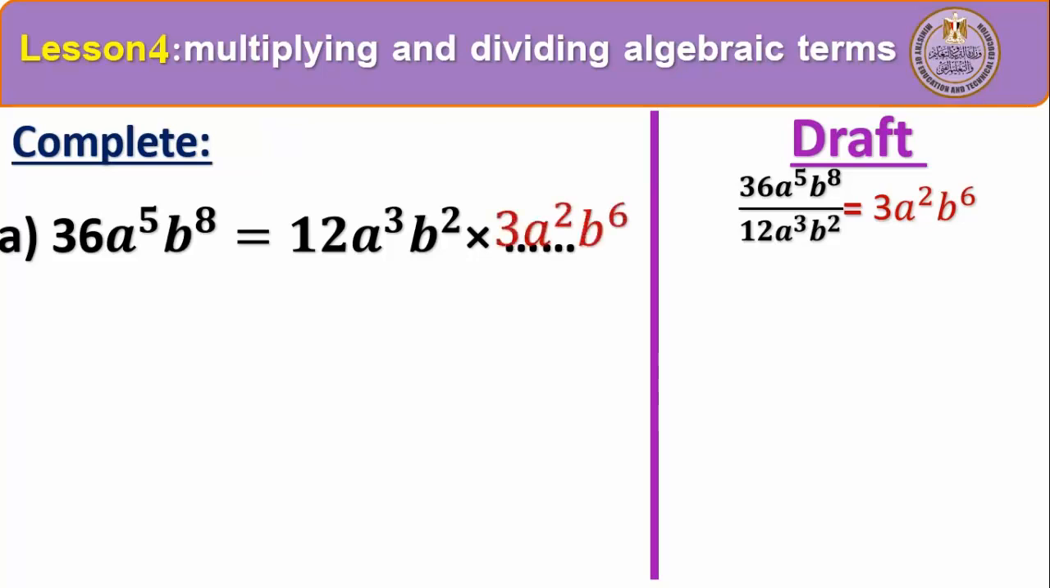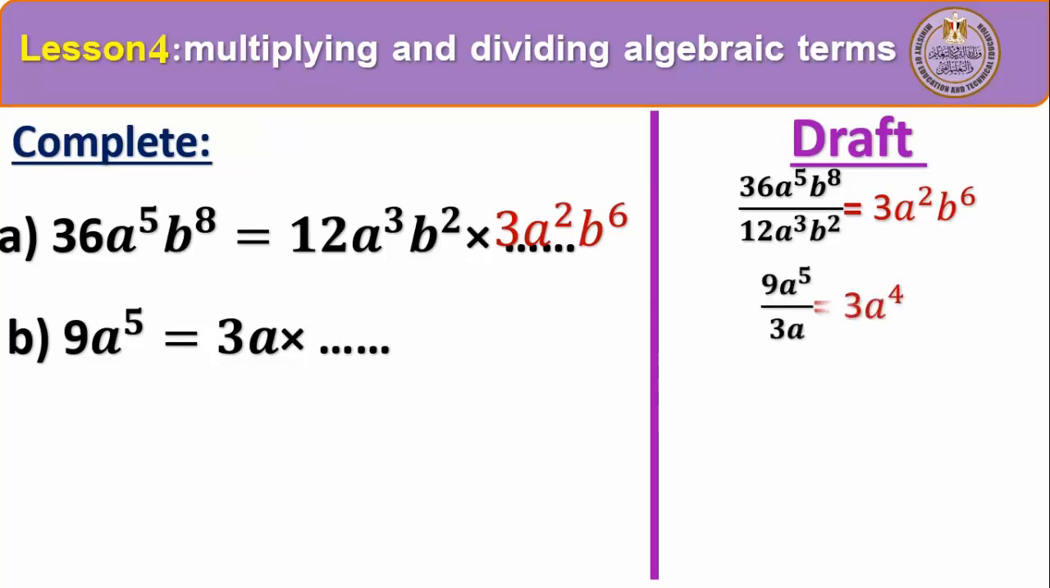So, when dividing 36a^5 p^8 by 12a^3 p^2, we get 3a^2 p^6. The second example is 9a^5 equals 3a times an unknown algebraic term. How can we solve it? We can solve it by dividing the first algebraic term, which is 9a^5, by the second algebraic term, which is 3a. 9 divided by 3 equals 3 as a coefficient, but in symbols here, a^5 divided by a equals a^4.